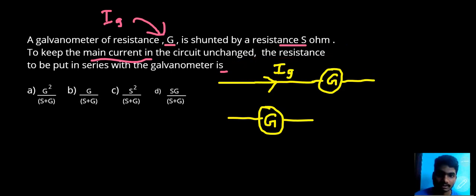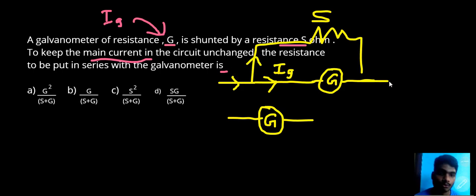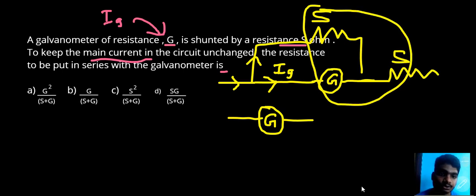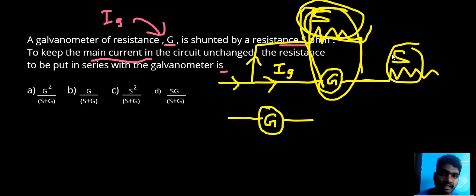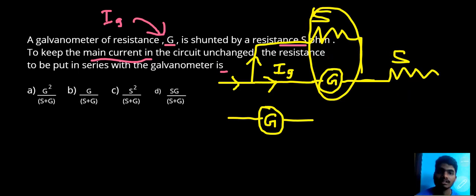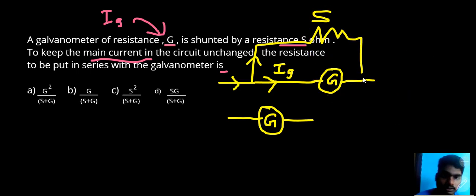Even though this shunt resistance is present here, the Ig does not change, the main current does not change. So for that we are going to add some resistance here to equalize these two, the upper one and the lower one, so that both are the same. This is the main concept you need to understand here. The main current incident is Ig, and the total current is I.